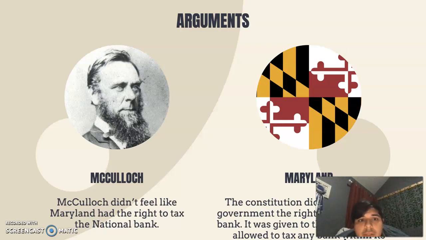Now let's talk about the arguments. On the left side, we have McCulloch, who is stating that he didn't feel like Maryland had the right to tax the national bank. And Maryland was going against them, saying that the Constitution did not give the federal government the right to form a national bank. It was actually given to the states. And Maryland was also arguing that they are allowed to tax any bank within its borders due to its sovereignty.